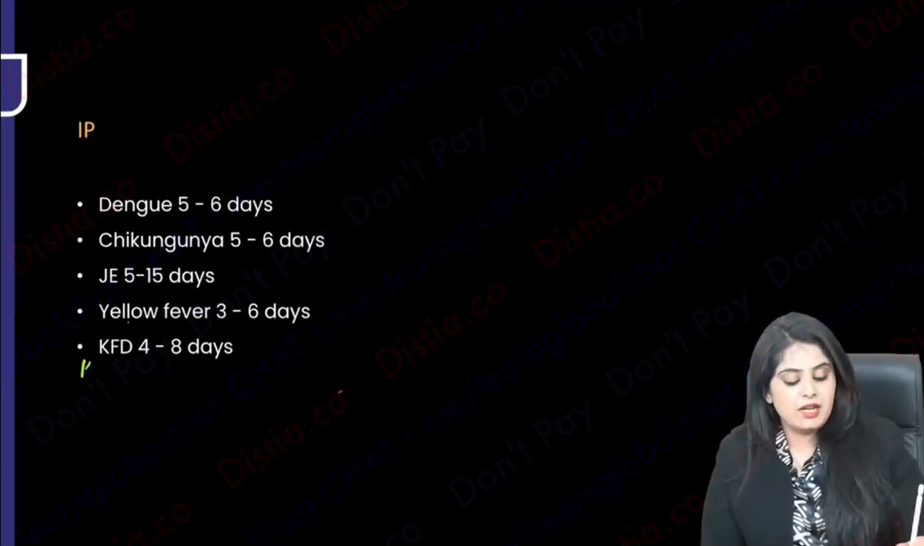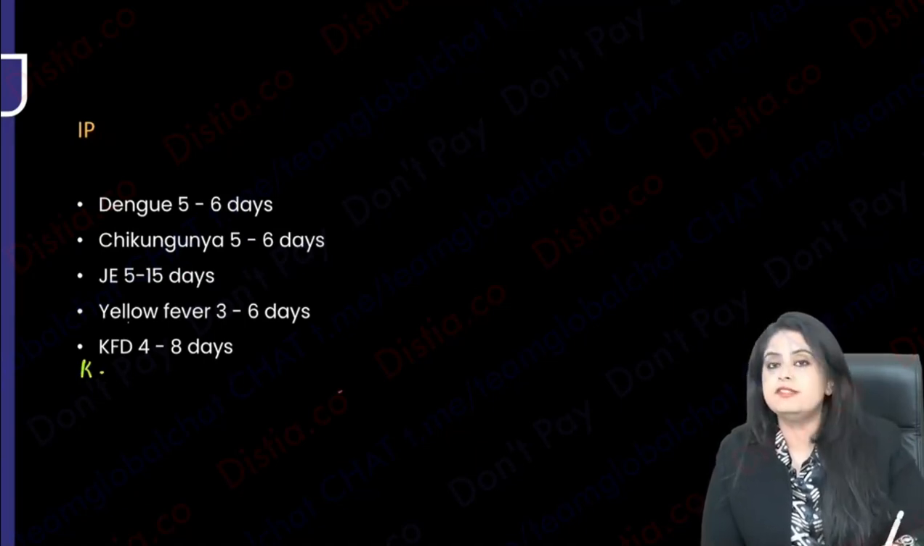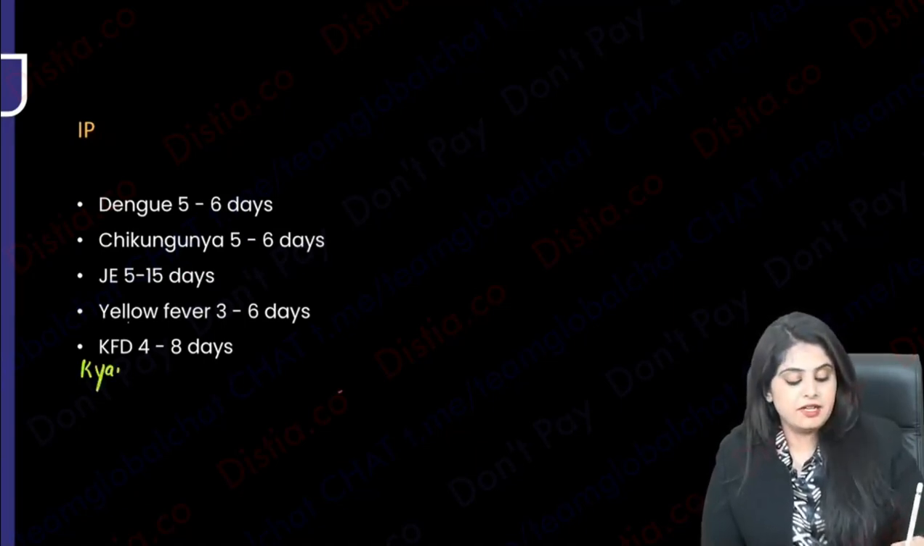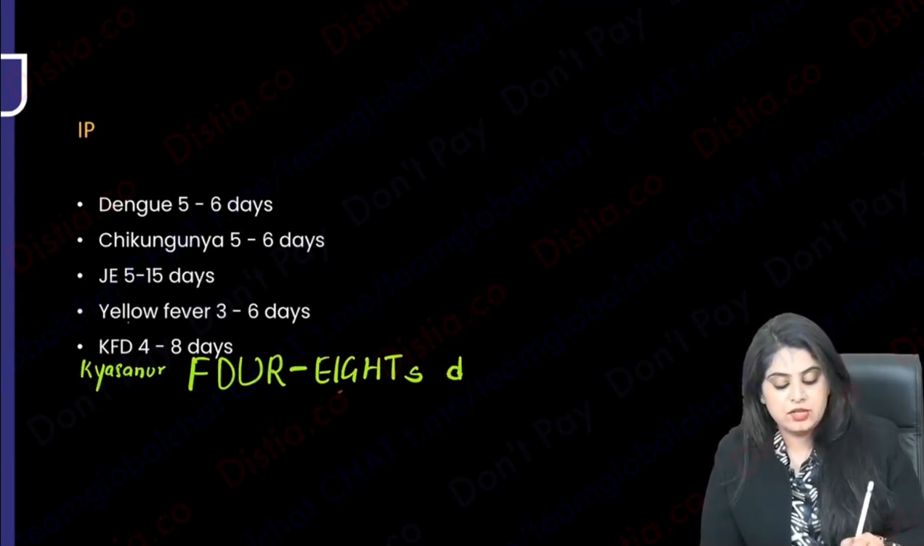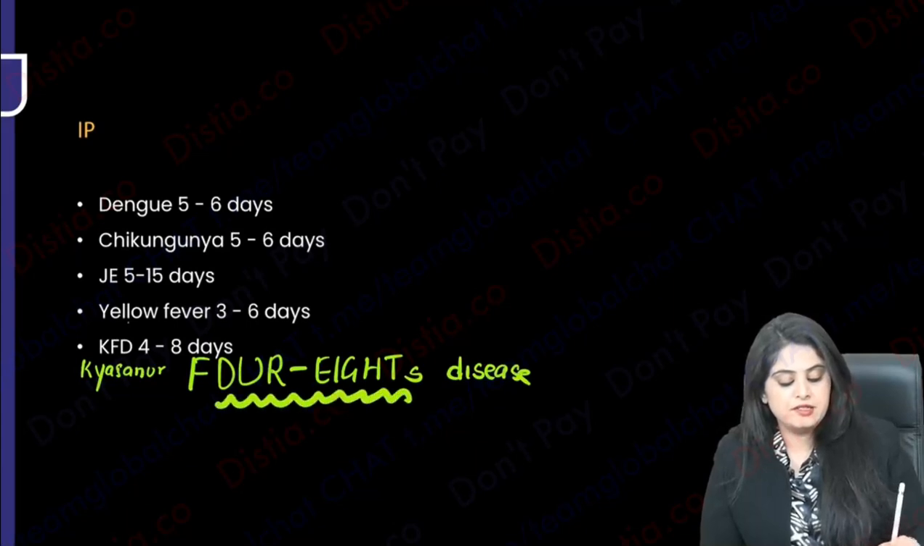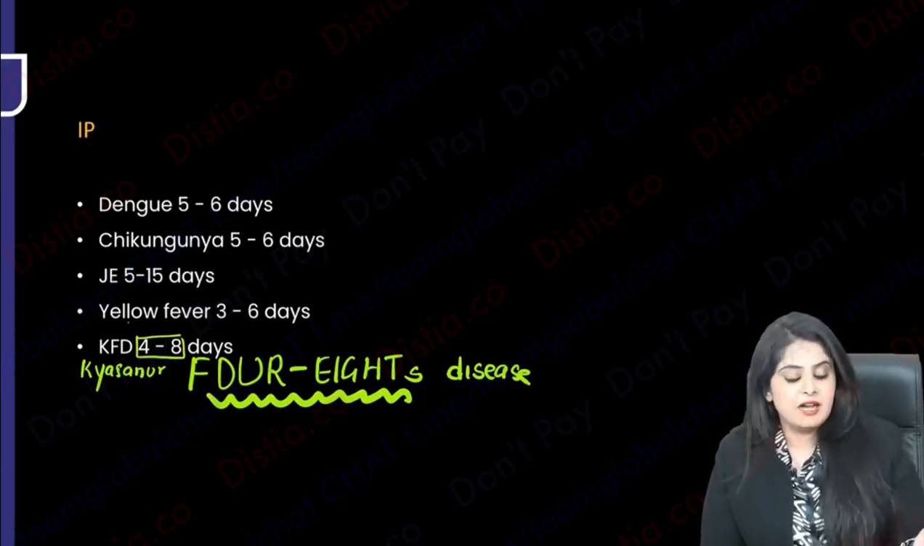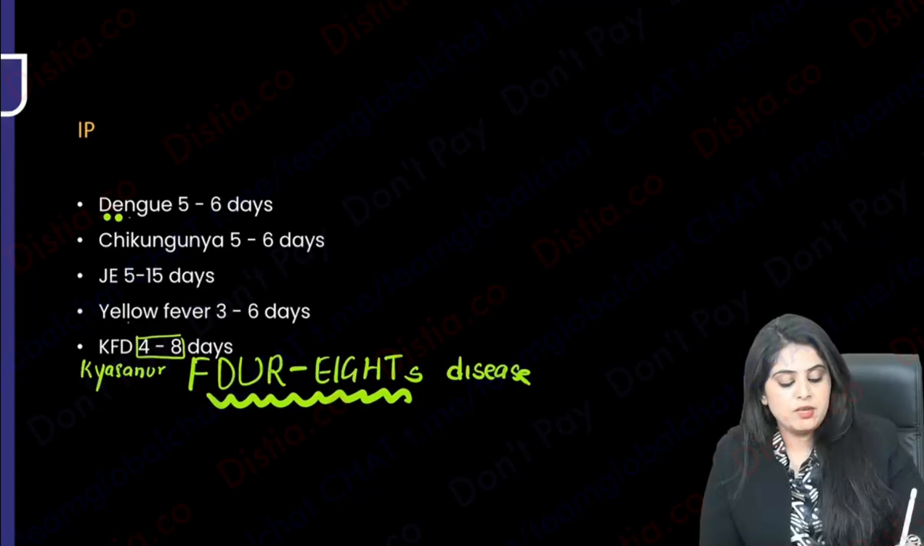Please note, when I'll write Kaisanur forest disease, KFD, you guys can learn it as Kaisanur forest, or 4 for forest and est for 8. It is Kaisanur forest disease. Okay? So now you will never ever forget that Kaisanur forest disease is going to have an incubation period of 4 to 8 days.